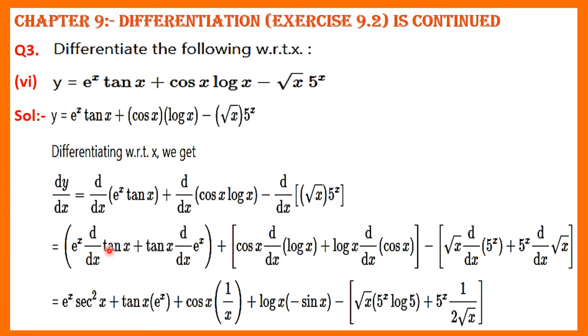That is, we find the derivative of the terms: e raised to x into derivative of tan x, which is sec square x, plus tan x into derivative of e raised to x, which is e raised to x itself, plus cos x into derivative of log x, which is 1 upon x, plus log x into derivative of cos x, which is minus sin x, minus root of x into derivative of 5 raised to x, which is 5 raised to x log 5, because 5 raised to x is of the form a raised to x, and its derivative is a raised to x log a, that is 5 raised to x into log 5, plus 5 raised to x into derivative of root x, which is 1 by 2 root x.